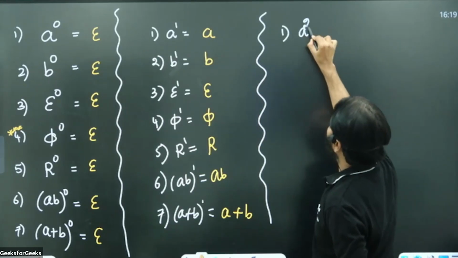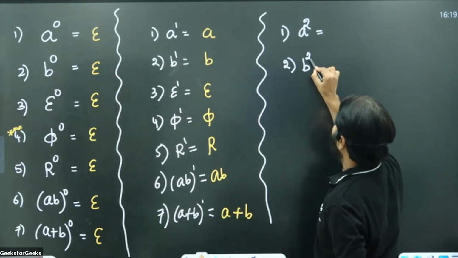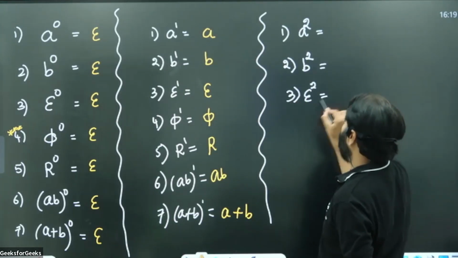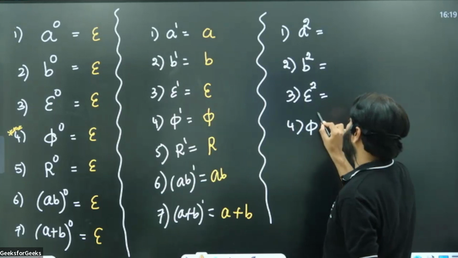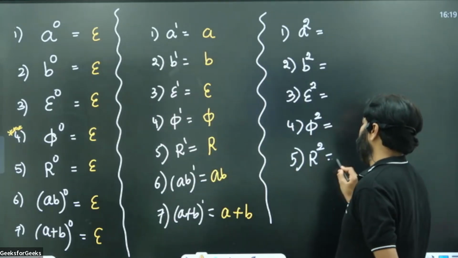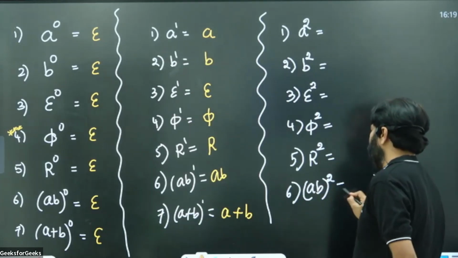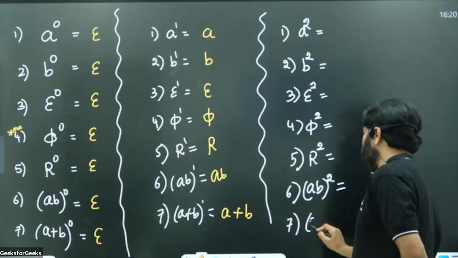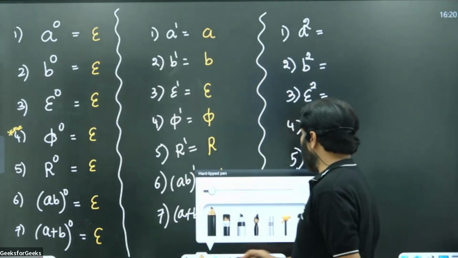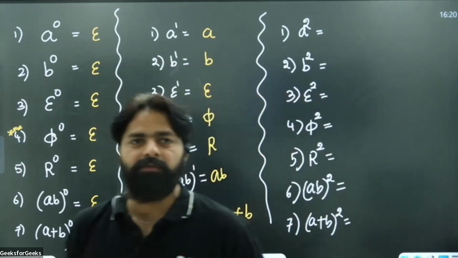Now, square, very important. Practice this, then we will start Kleene plus also. Epsilon square, pi square, R square, AB square, A plus B square. It's two times of that R. You should understand, two times of that R. What will you get?